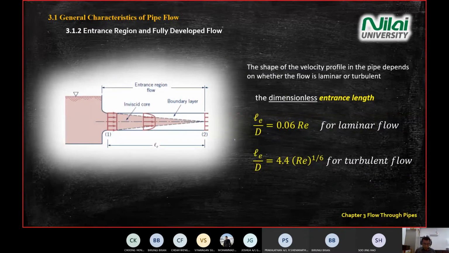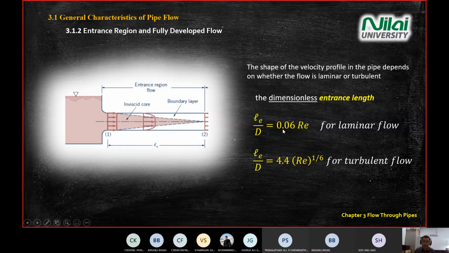Okay, some notes for this diagram. And we're going to define, for the entrance region, you're going to use a dimensionless quantity. Dimensionless means we don't have dimensions, we don't have a unit. For example, we use the length divided by diameter. Meter divided by meter, you don't have a unit. It's just a ratio between the length, or in this case, L_E, which refers to the entrance length, divided by the diameter of your pipe.